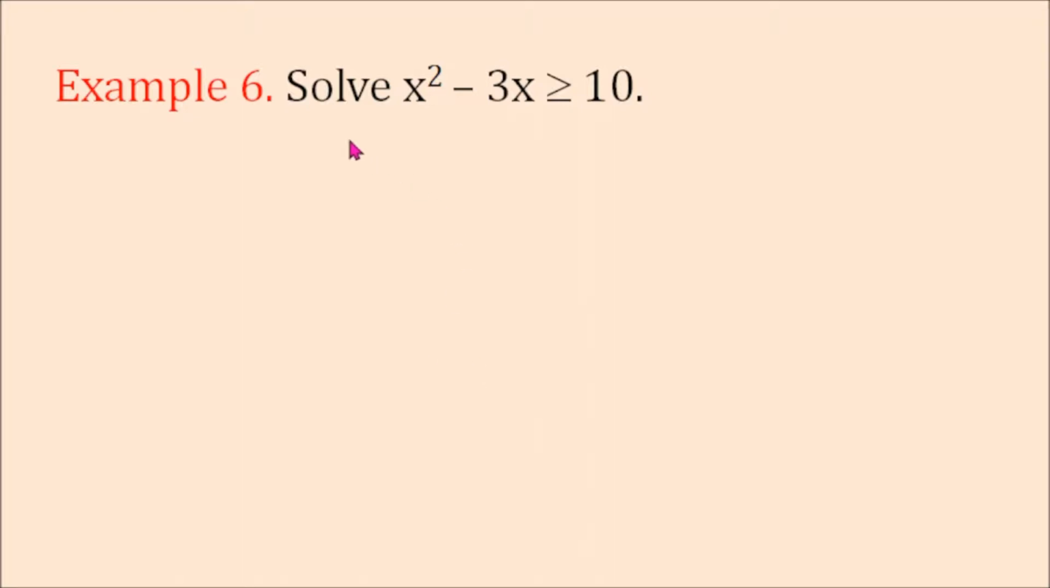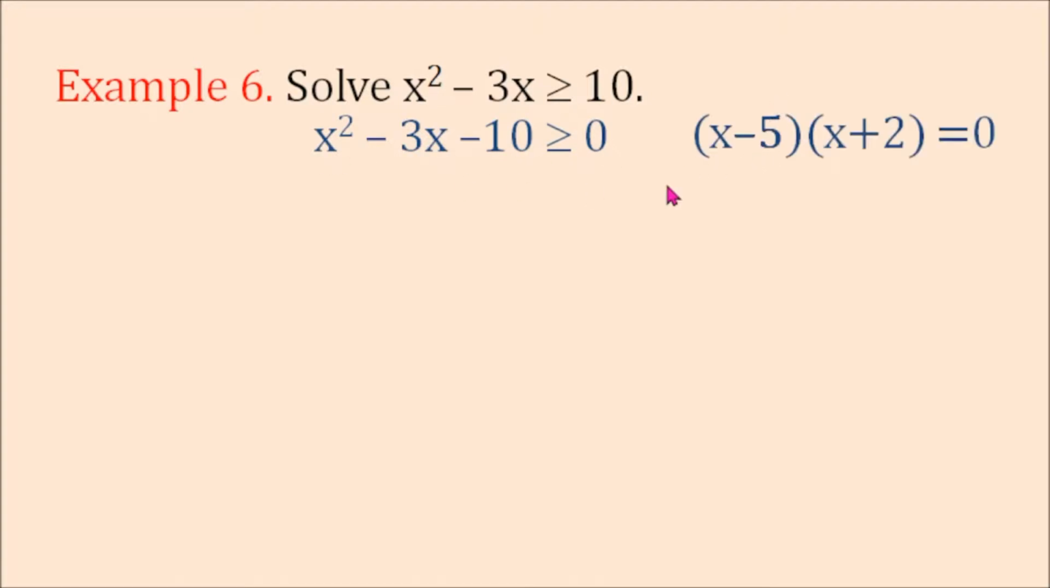Example number 6. Solve x squared minus 3x is greater than or equal to 10. So first step, we are going to subtract 10 from both sides. So it becomes x squared minus 3x minus 10 is greater than or equal to 0. So next step, we are going to write this trinomial x squared minus 3x minus 10 in factored form and changing the inequality sign to equal sign.